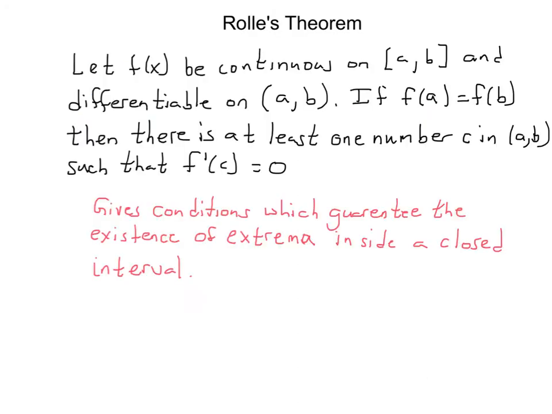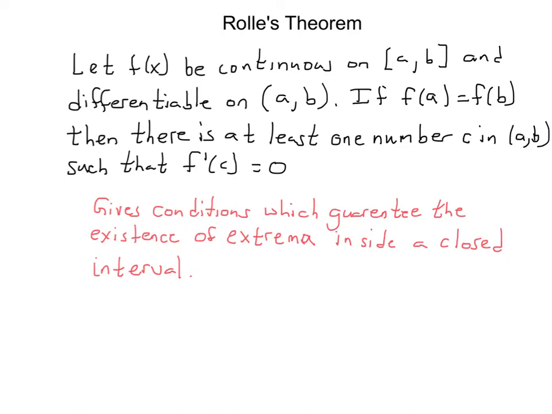With Rolle's theorem, we're going to let f of x be continuous on the closed interval from a to b and differentiable on the open interval from a to b. Please note that it's differentiable on that open interval, so we're not necessarily looking at the endpoints there. If f of a equals f of b, then there is at least one number c in the interval from a to b such that f prime of c is equal to 0.